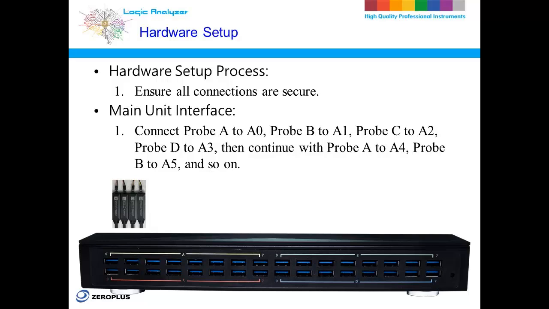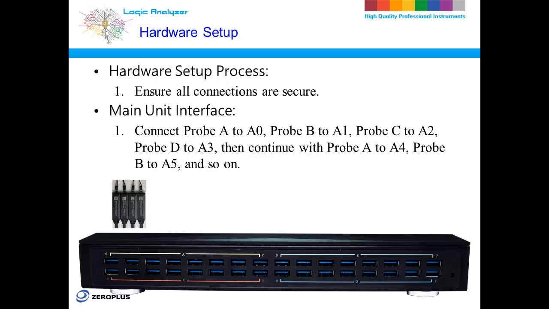Next, continue connecting the probes following this sequence. A4 port, connect probe A to the A4 port again. A5 port, connect probe B to the A5 port again. A6 port, connect probe C to the A6 port again. A7 port, connect probe D to the A7 port again. And so on. This ensures that each signal line corresponds to its respective probe, keeping the connections clear and organized.